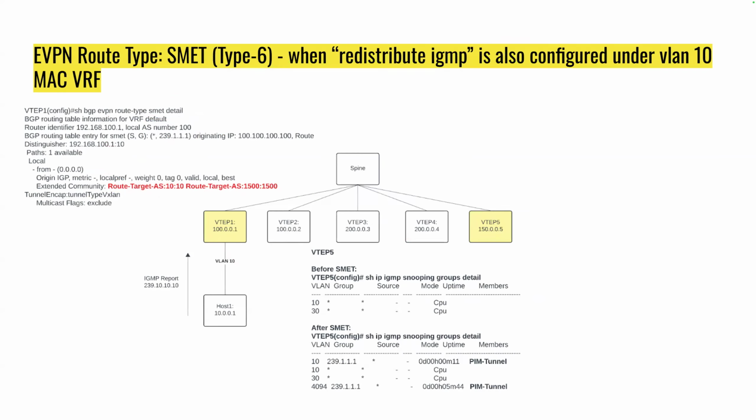Again, if it is just pure L3 OISM that we're trying to do, we do not need the L2 route target. And we require the L2 route target only in a few specific scenarios. And in those scenarios, we will use redistribute IGMP in the receiver VLAN 10.